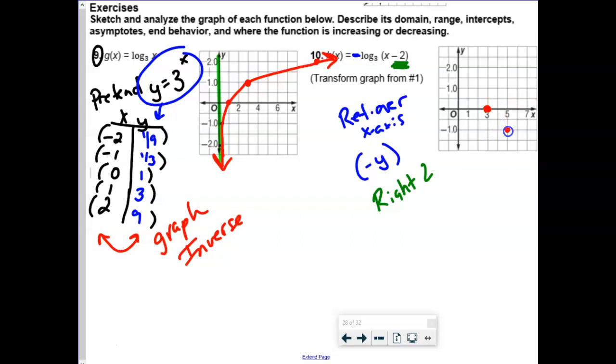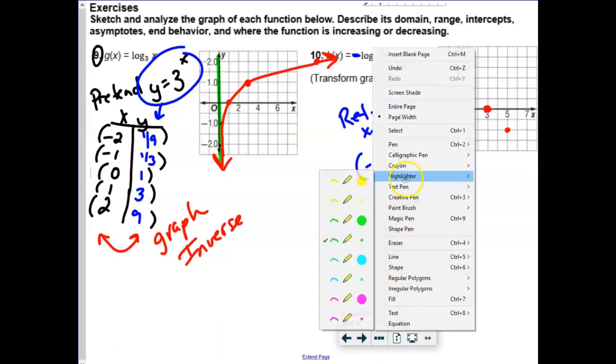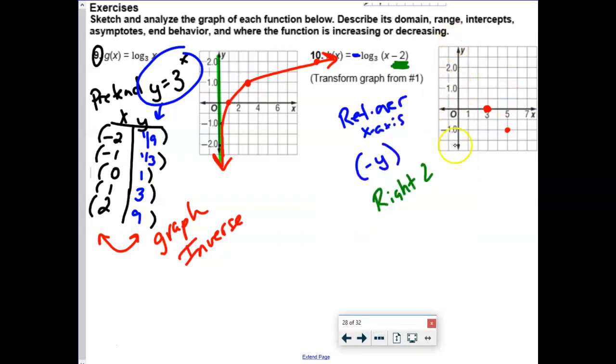Now I'm over here. And I'm really not going to be able to graph much of anything else as far as points go, but something I could graph: what about the asymptote? It used to be at 0, and now it's at 2.